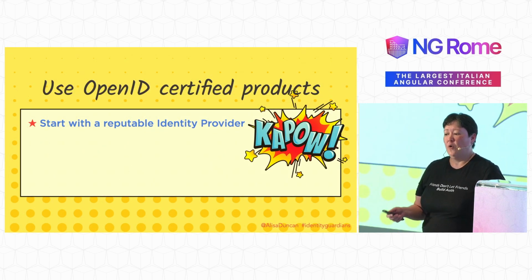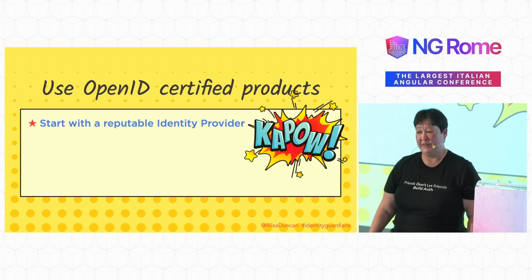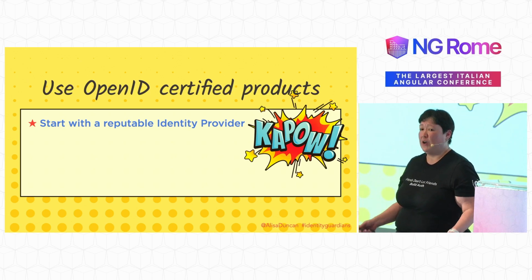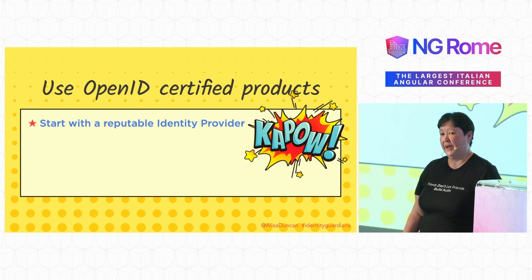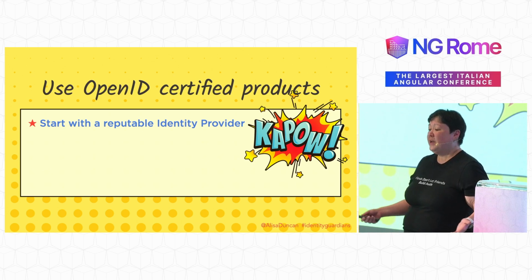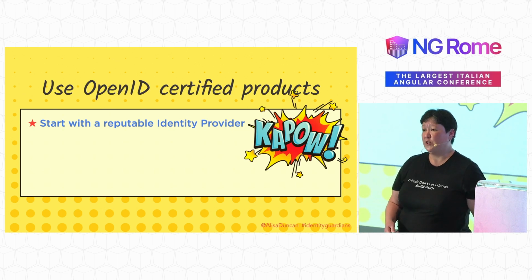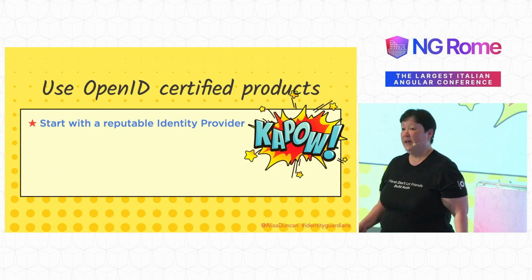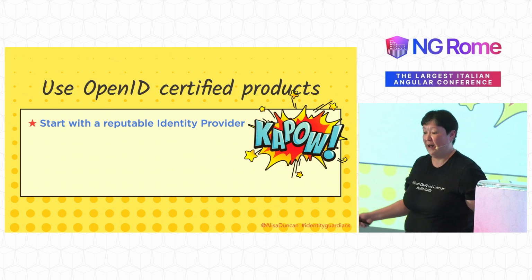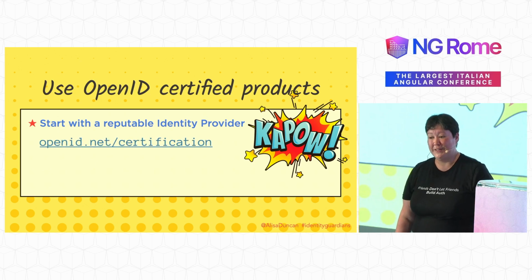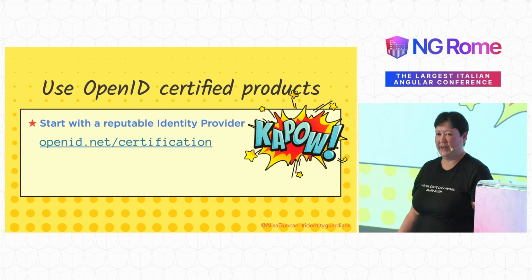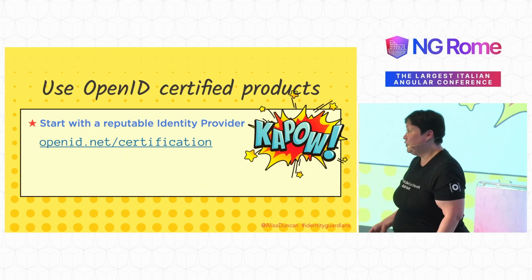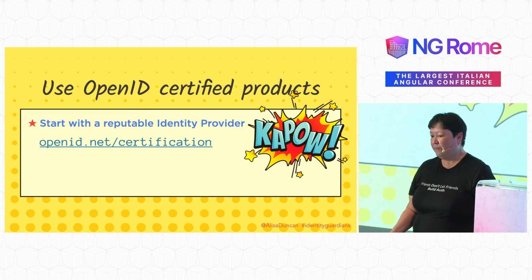I've mentioned using OIDC certified products a couple of times here, and I want to clarify what that means. You always want to start with a reputable identity provider, by which I mean it needs to be an identity provider that supports OAuth 2.0 and OpenID Connect. It doesn't matter which one it is. There's a lot out there. And luckily, there's a list for us. So we can go to this website, openid.net/certification, and it'll list all of the identity providers that are certified to work for us.